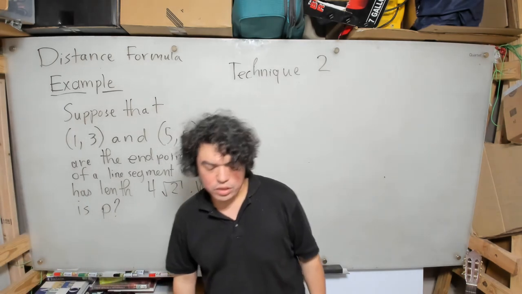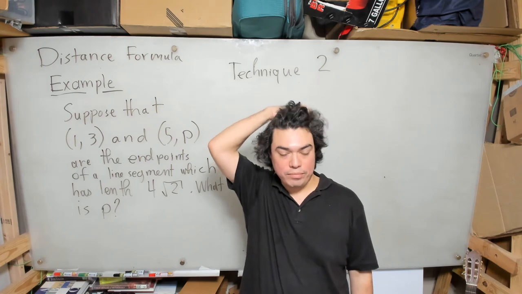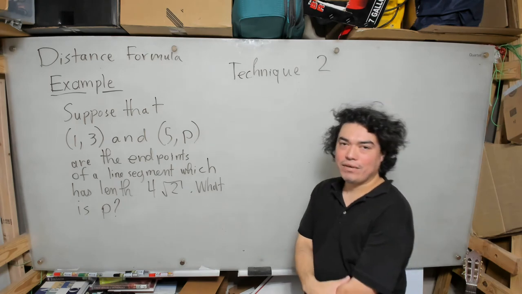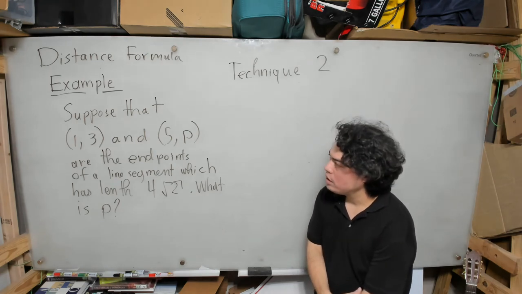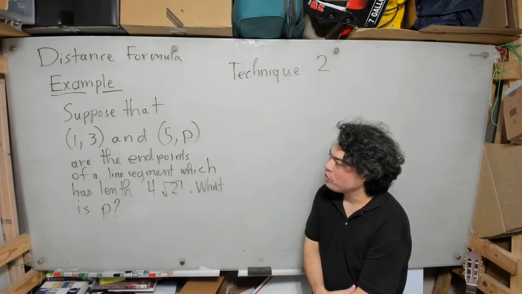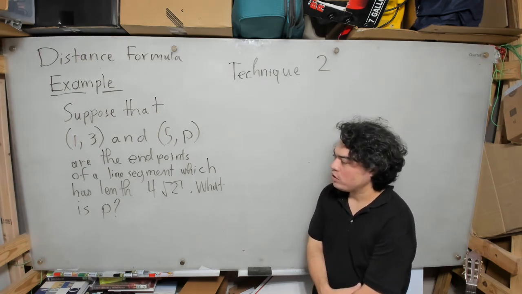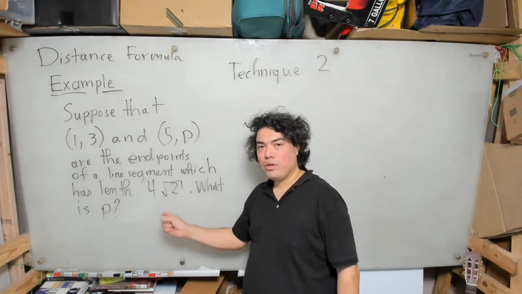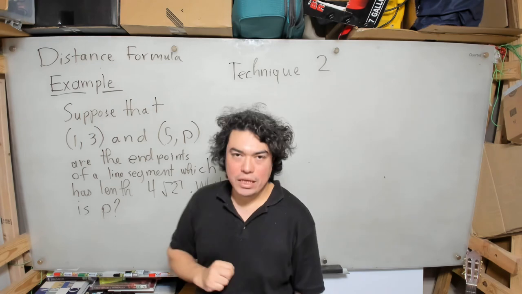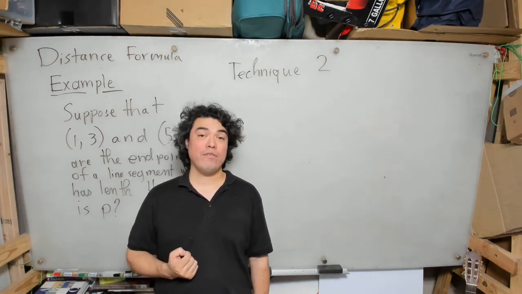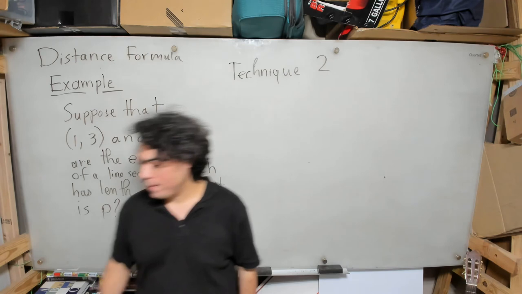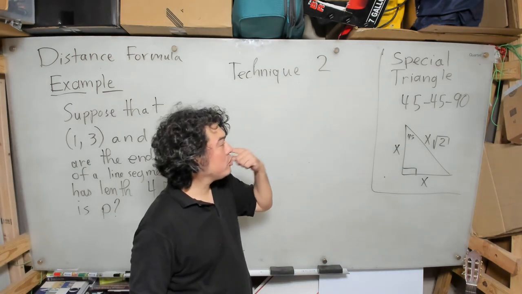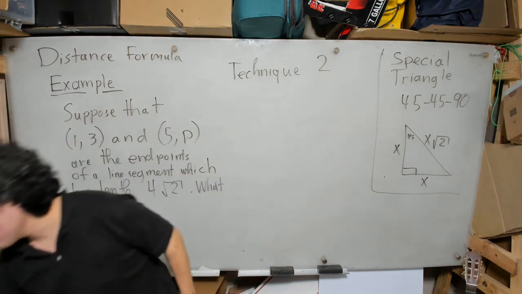So now we're going to do technique 2 with this problem. And what I noticed, so like, for example, this is kind of a problem you might see in a test situation. I saw that 1, 3, and 5, 4 are the endpoints of a line segment which has length 4 square root of 2. So when I look at a problem like this, and I look at the square root of 2, it reminds me of something special. Something that I hope all of you already know about, and if you don't, I'm going to show you right now. And it is the special triangle that corresponds to the 45, 45, 90 situation.